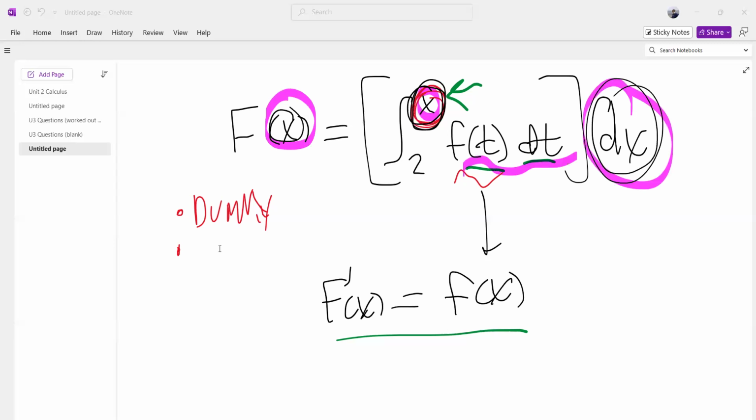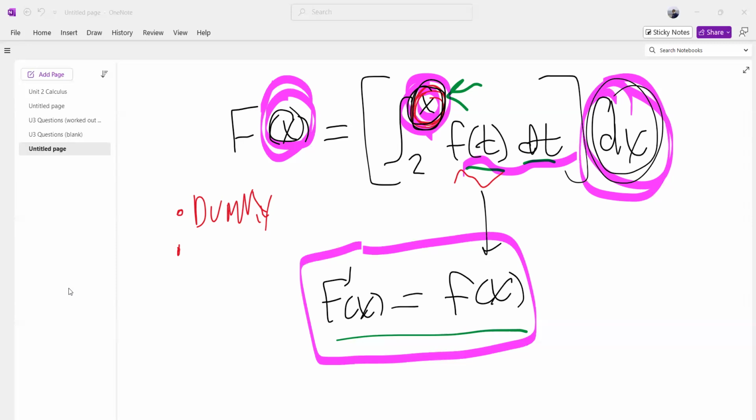They're both t's. This has to be an x by itself. And then these two things have to have the same variable, which is x. And from that, what we are able to say is that F prime of x, or the capital F prime of x, equals lowercase f of x.